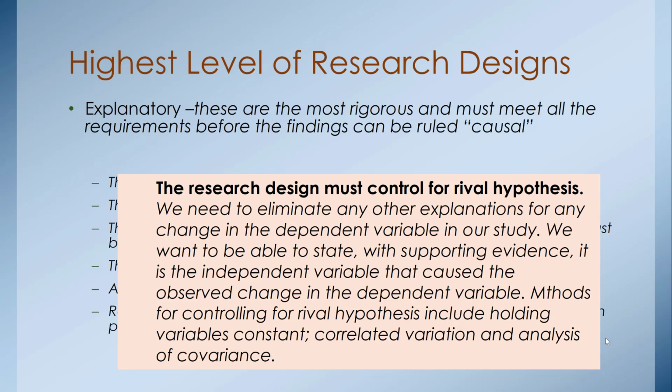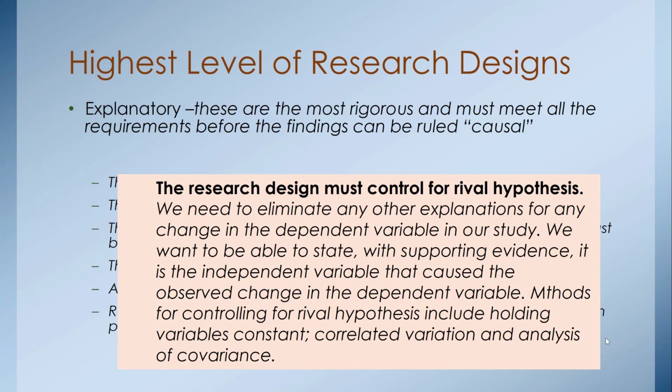When you get to this level of explanatory research, you're actually going to be testing a hypothesis. Again, you have the theory that your two variables are related, so you're going to make a statement about that relationship, which will be your hypothesis. And what we need to do is eliminate any rival hypothesis that may be explaining the differences that we're seeing. So we need to eliminate any other explanation for the change in the dependent variable in our study. And we do this, again, at this explanatory level by setting up the best possible research design.